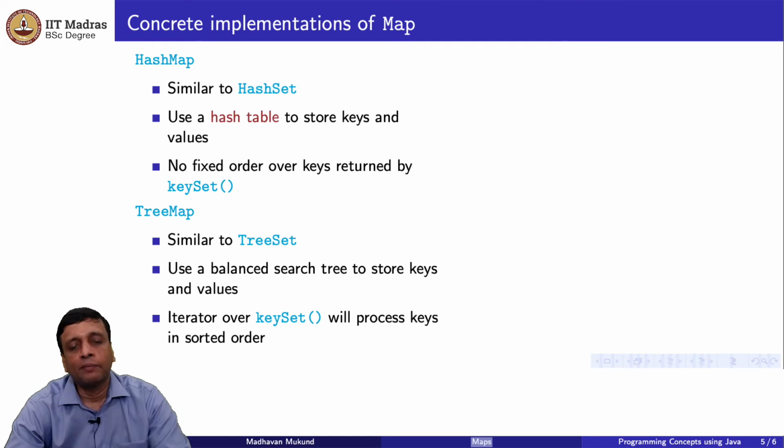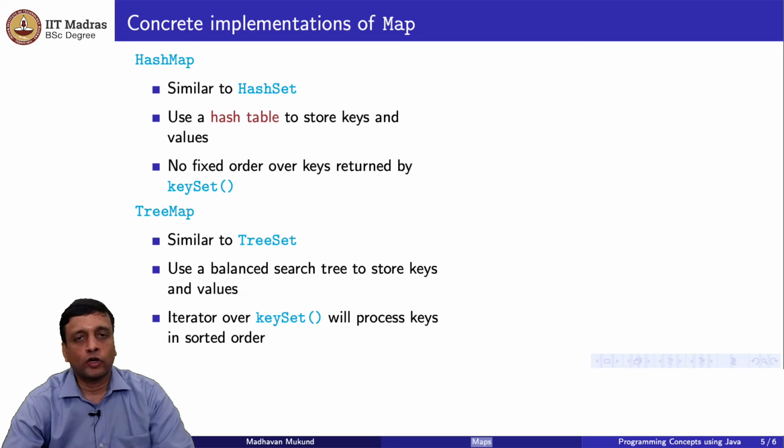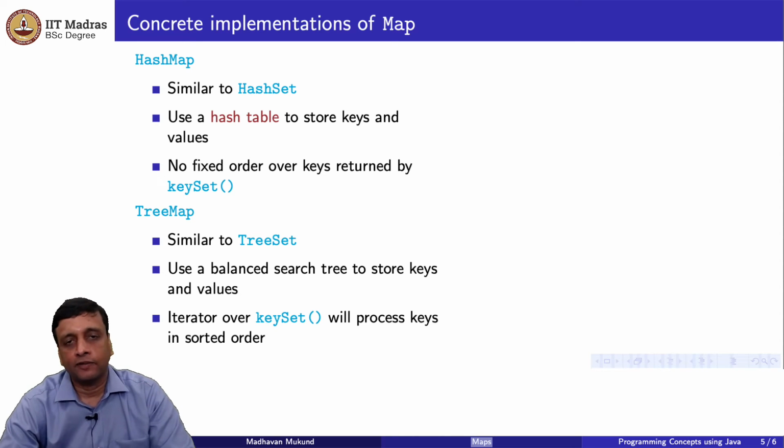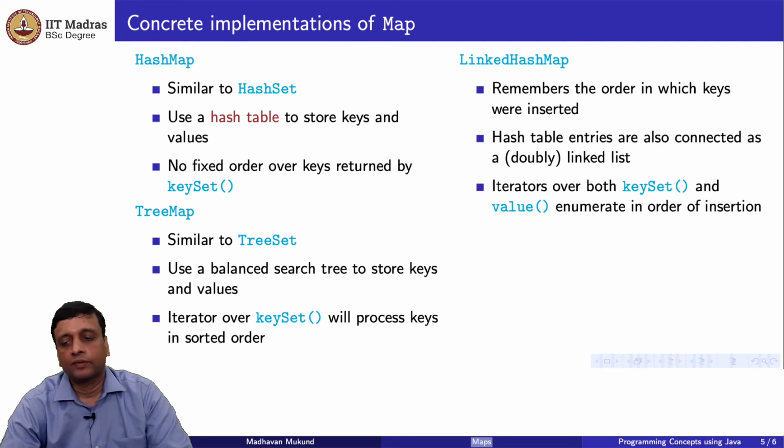Similarly here we can have a balanced search tree underlying a map called a tree map. And in this case, the keys actually are always available in sorted order. So if I take out a key set from such a map, then it will behave exactly like a tree set. It will give me the keys in sorted order if I run an iterator on it. So tree map corresponds to tree set, hash map corresponds to hash set.